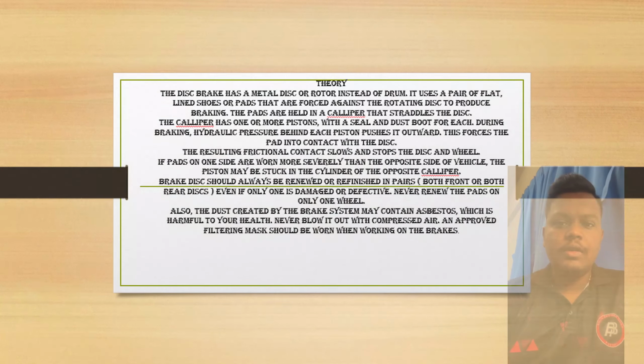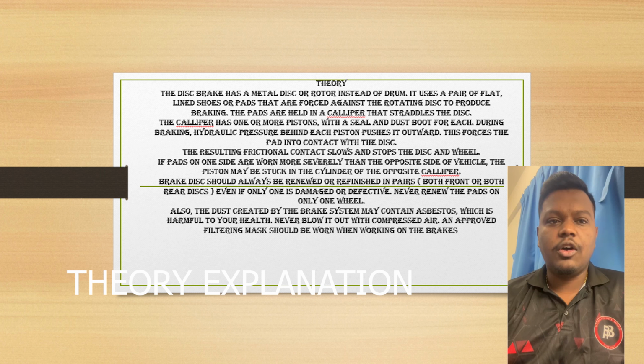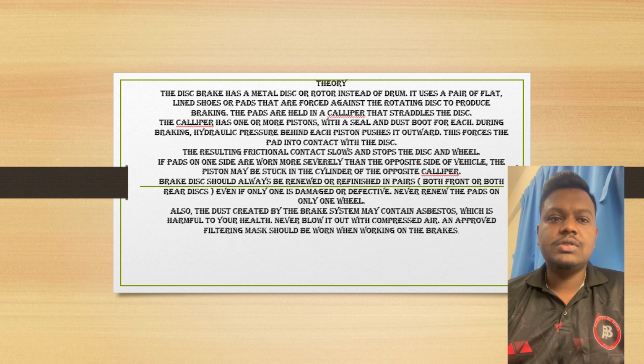For the theory, the disc brake has a metal disc or rotor instead of a drum. It uses a pair of flat, lined shoes or pads that are forced against the rotating disc to perform braking. The pads are held in a caliper that straddles the disc.